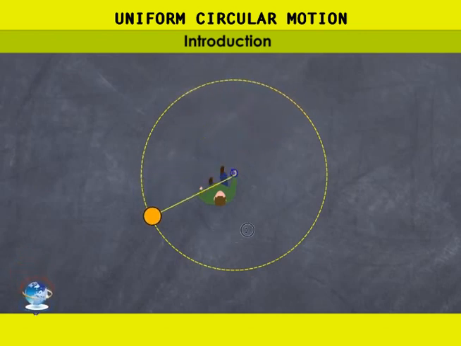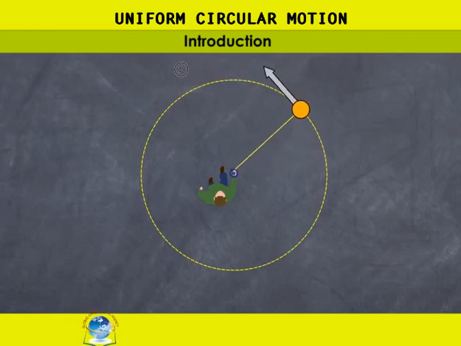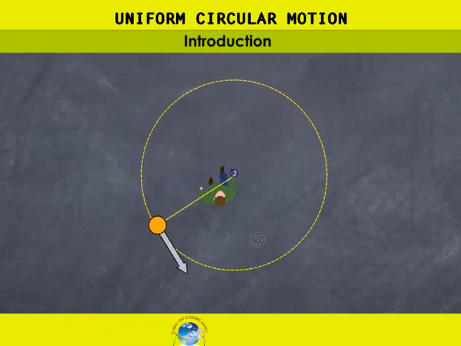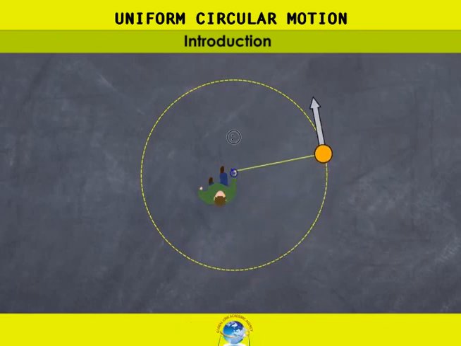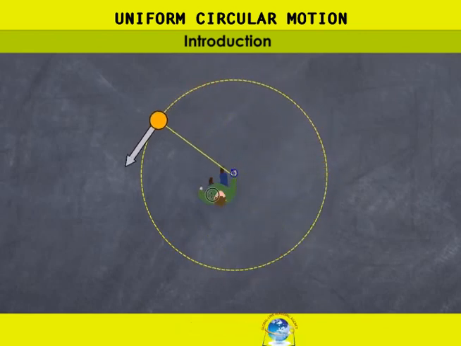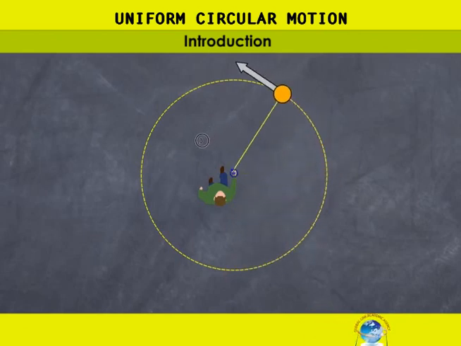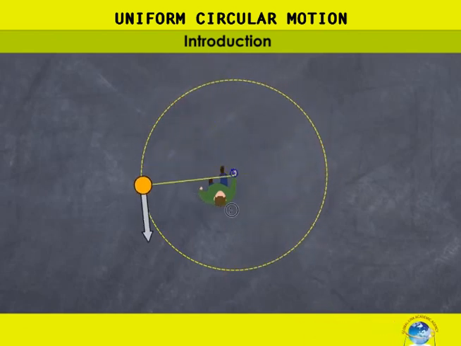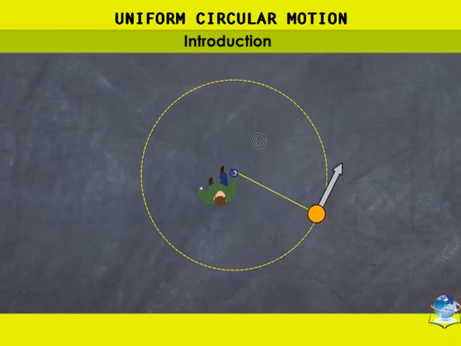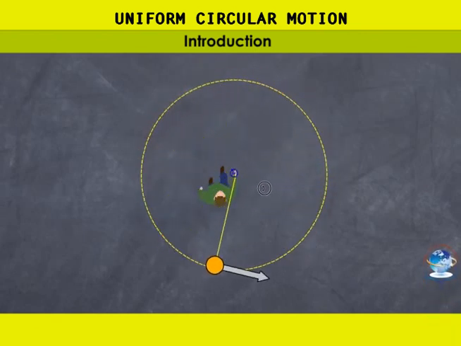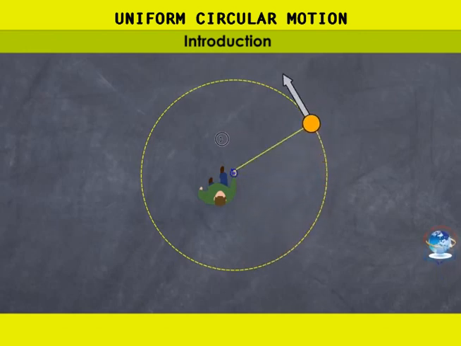But although its velocity does not change, its direction is continuously changing. At all instances, the object is moving tangent to the circle. And so, its velocity does not change in magnitude, but changes in direction. And because the direction of the velocity vector is the same as the direction of the object's motion, the velocity vector is directed tangent to the circle as well.